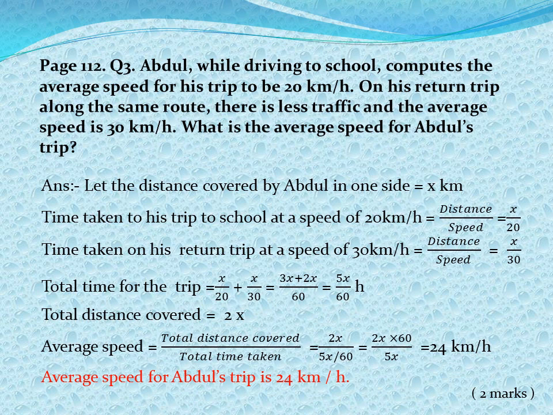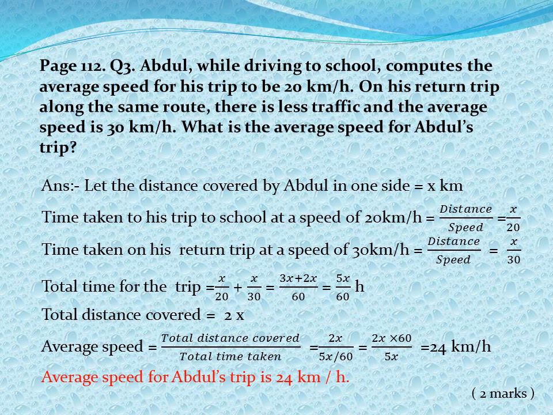Page number 112, question number 3. Abdul, while driving to school, computes the average speed for his trip to be 20 km per hour. On his return trip along the same route, there is less traffic and the average speed is 30 km per hour. What is the average speed for Abdul's trip? Answer. Let the distance covered by Abdul in one side be x kilometer. Time taken on his trip to school at the speed of 20 km per hour equals distance divided by speed equals x by 20. Time taken on his return trip at a speed of 30 km per hour equals distance divided by speed equals x by 30.